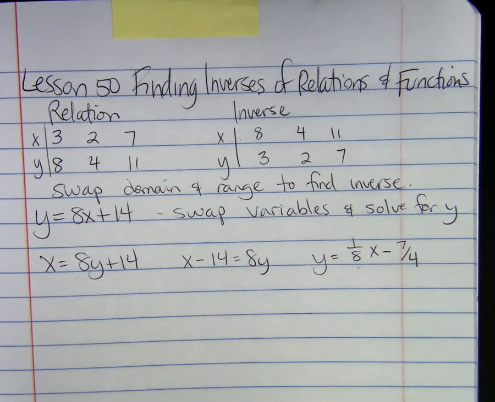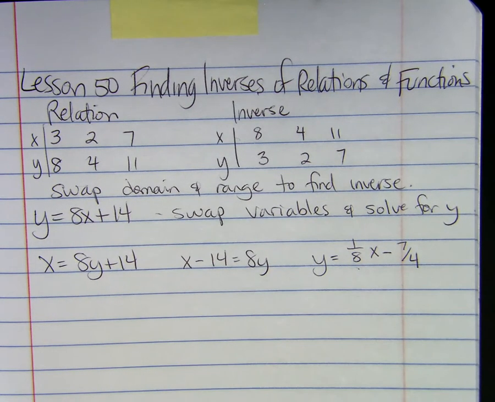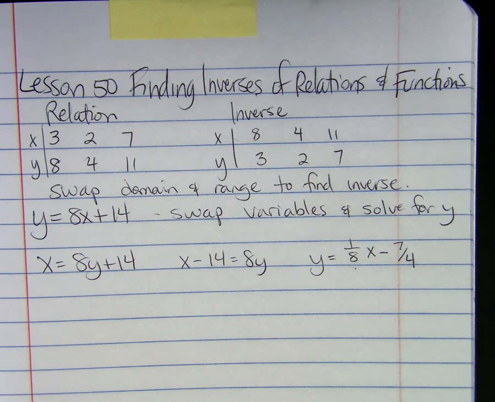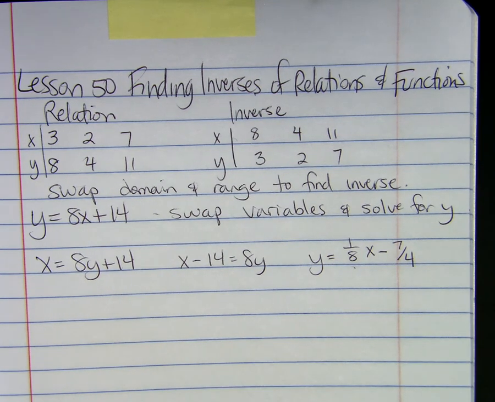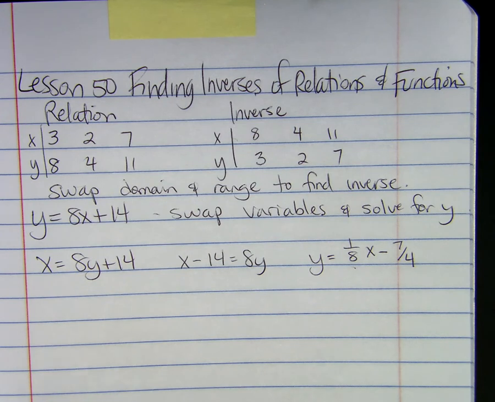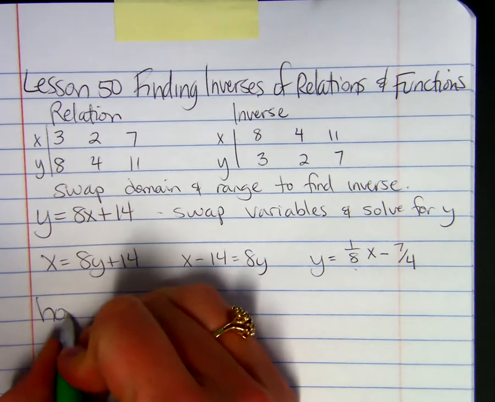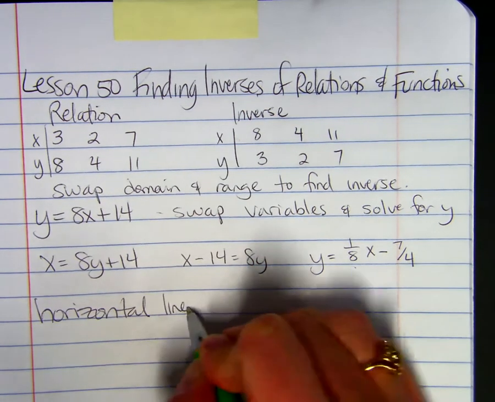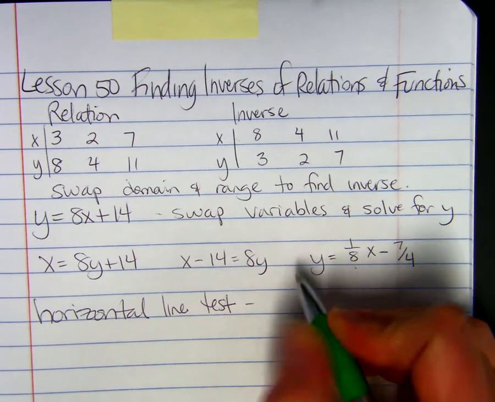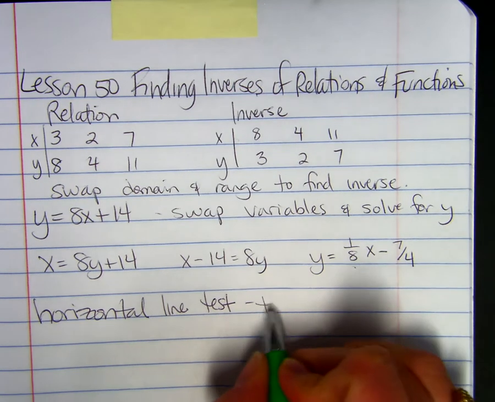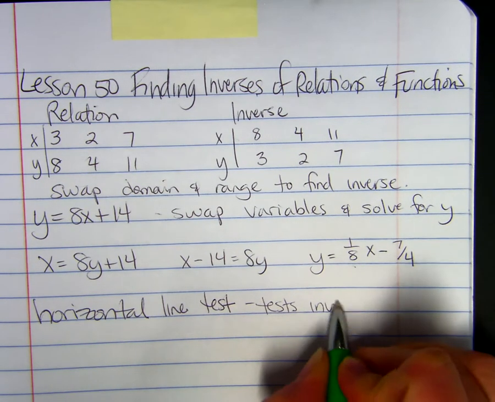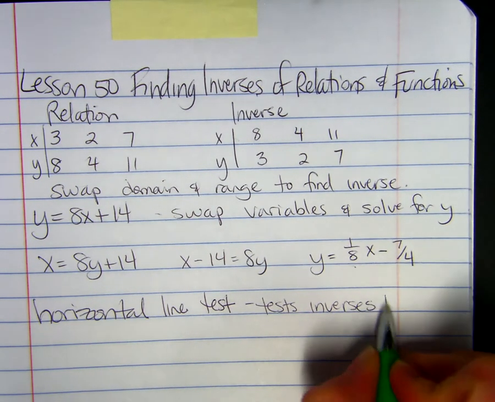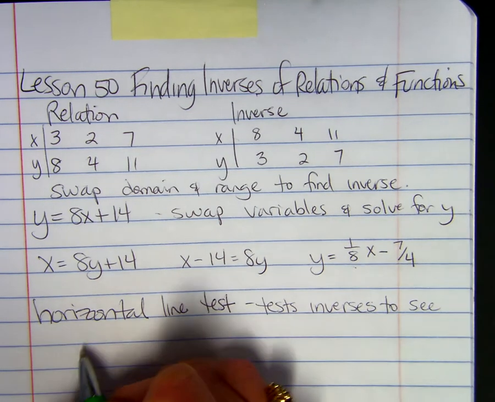So you know how when you have a function, you could do a vertical line test to show that it's a function? Yes, there's a horizontal line test that you do to see if the inverse is a function. So it's called a horizontal line test. Tests inverse to see if they're functions.